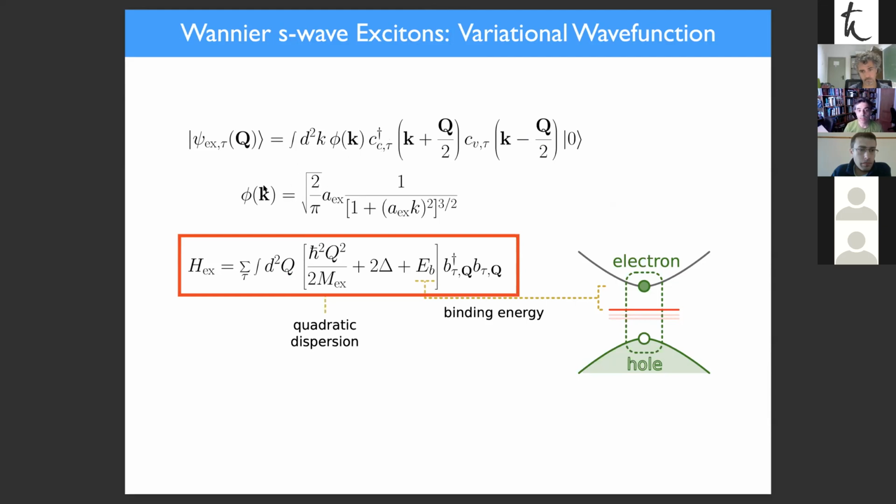And you can minimize the energy, and you can get the relative weight for the different wave vectors that compose the wave packet. With this, we have the exciton Hamiltonian, that is just a kinetic energy plus the gap to create the electron-hole pair, minus the binding energy, because you have this attraction between the electron and hole that actually reduces the energy with respect to the gap.